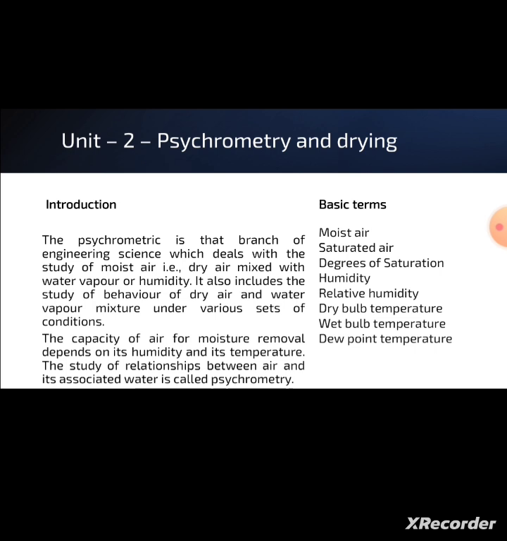And there are certain basic terms we need to know before entering into the drying subject. So the basic terms are moisture, saturated air, degree of saturation, humidity, relative humidity, dry bulb and wet bulb temperature, and dew point. These basic terms need to be known before the study of drying, because these are the terminologies involved in a drying process. So the capacity of air for moisture removal depends on its humidity and temperature. The study of relationships between air and the associated water is nothing but psychrometry.